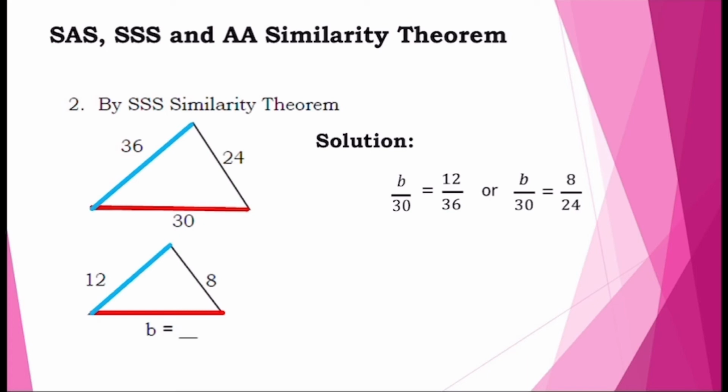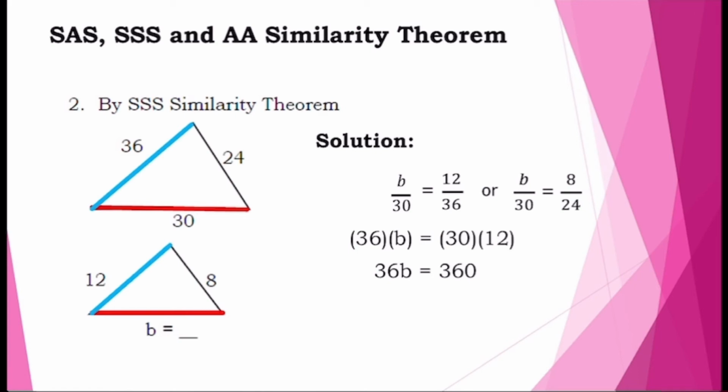So we have now 36 times b is equal to 30 times 12. So 36 times b, we have 36b. And 30 times 12, we have 360. So therefore, we have 36b is equal to 360. And after that, let's apply the multiplication property of equality. So we're going to multiply both sides by 1 over 36.